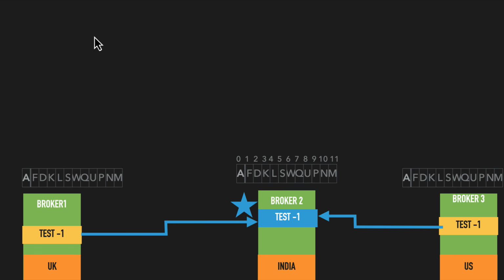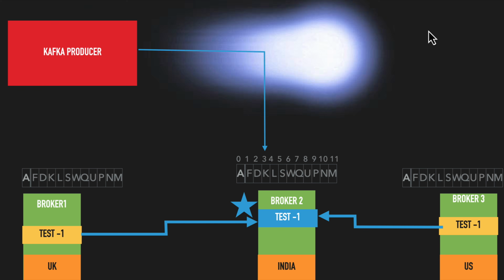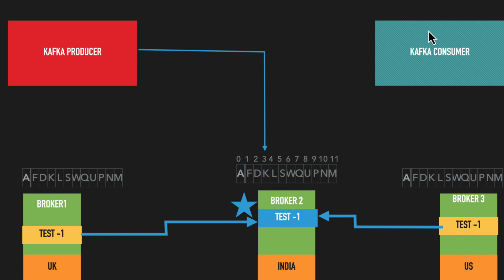Right now, imagine you have a Kafka producer that needs to produce data. Which broker will it connect to? Well, that depends on where the leader exists, as I told you. For the test 1 partition, the leader partition exists inside broker 2. So the Kafka producer will always connect to broker 2, which has the leader partition for test 1. Just like that, a Kafka console consumer will always consume data from the leader partition only. But here is the catch.